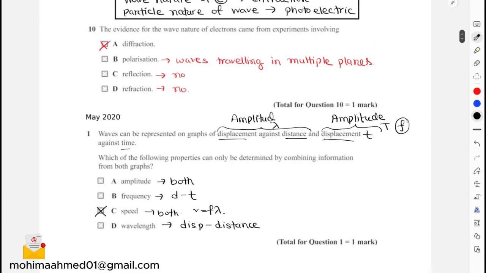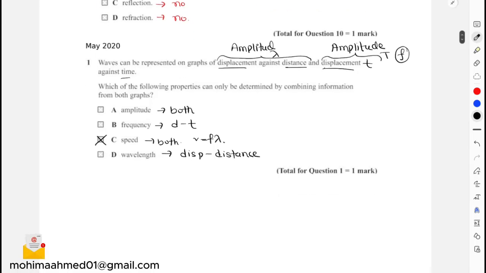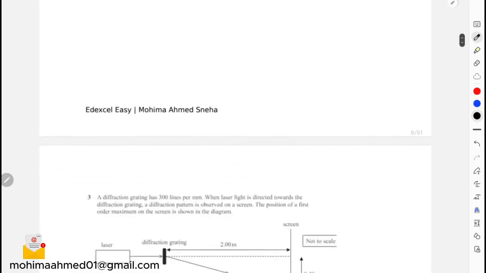Okay, this is again a very repetitive question, because you need to understand that for the displacement-distance graph, you're never going to get the time period from there. You're only going to get lambda or amplitude from there, right? And from the displacement-time graph, you cannot measure wavelength. You can only get the time period, and using the time period, you can find the frequency using the formula f equals 1 over T. Okay, I'll just write the repeated pattern over here.